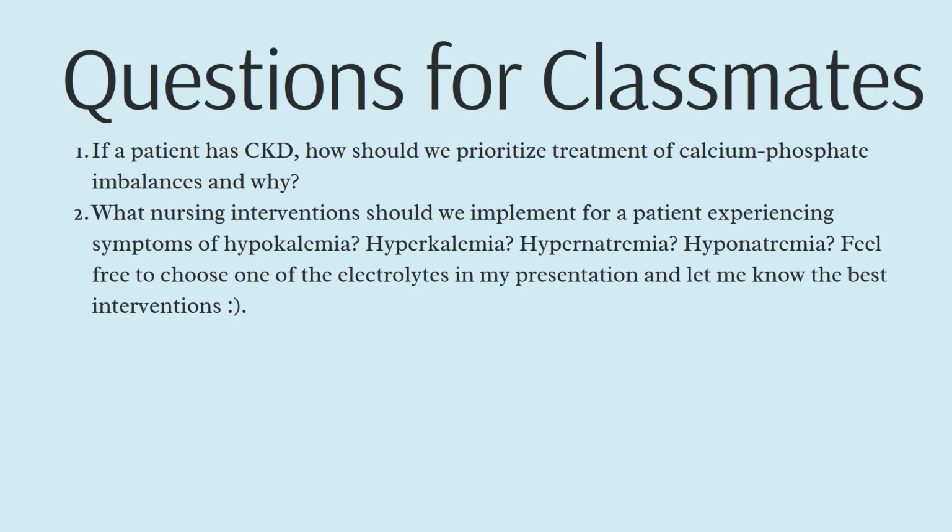So I talked about both of the electrolyte relationships. These are questions that I may have for you guys. If a patient has CKD, how should we prioritize treatment for calcium and phosphate imbalances and why? And what nursing intervention should we implement for a patient experiencing symptoms of hypokalemia, hyperkalemia, hypernatremia, or hyponatremia? You can choose any of the excess or hypo or hyper symptoms, but just let me know what would be the best intervention for each one.